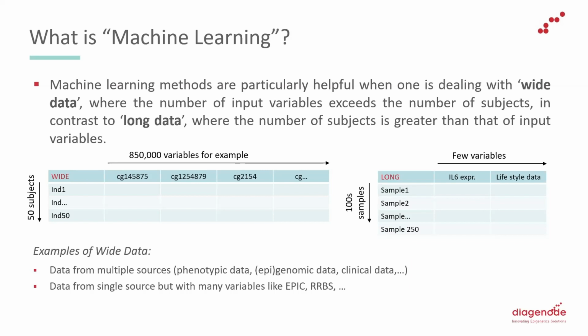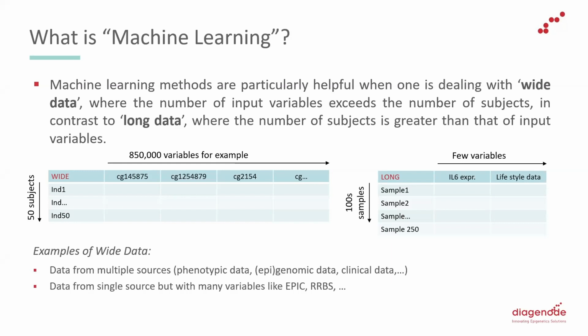Another example is when the data set is coming from a single source but includes many variables. This, for example, is the Infinium DNA methylation EPIC array, where you have 850,000 probes looking for DNA methylation of specific CpGs. So you would have 850,000 variables, values for each sample or individual.